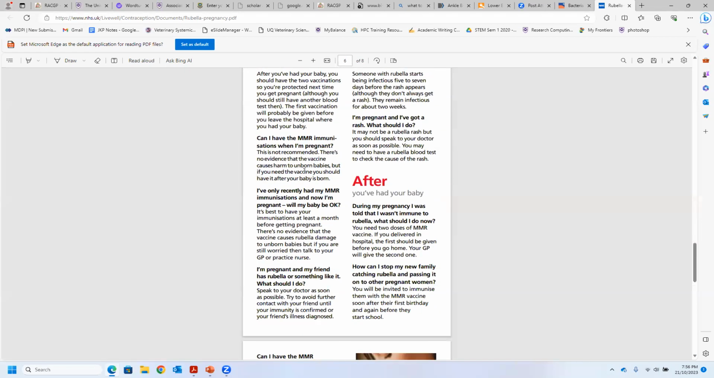Can I have MMR immunizations when I'm pregnant? That is not recommended. There's no evidence that the vaccine causes harm to unborn babies, but if you need the vaccine, you should have it after your baby is born. Usually in pregnant females, we don't do any studies because there is always an unknown risk to the babies. I have only recently had my MMR vaccination.